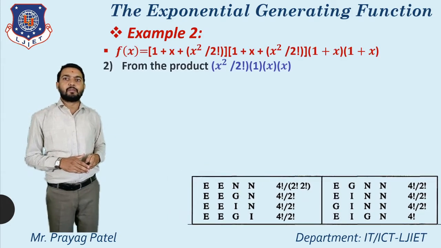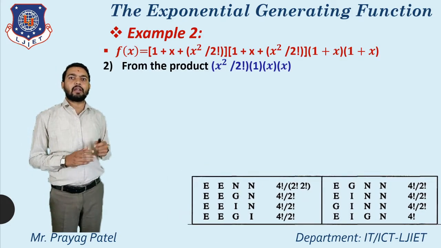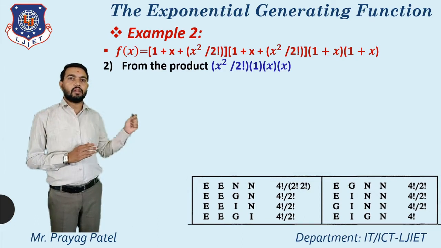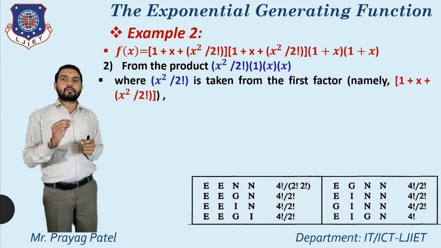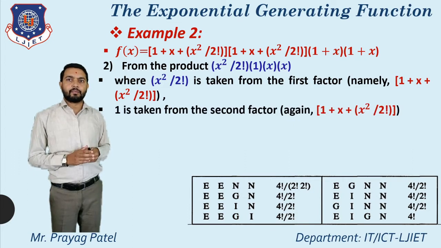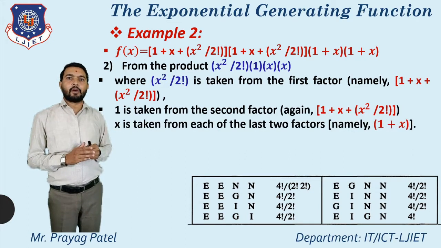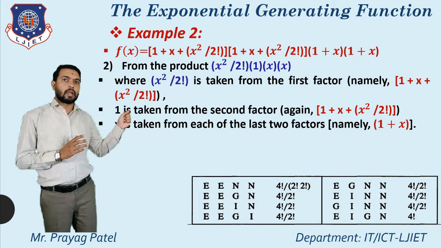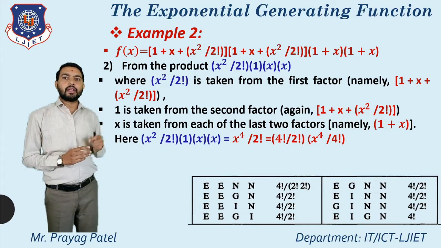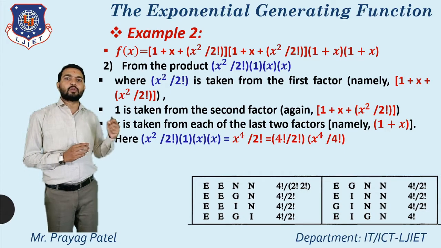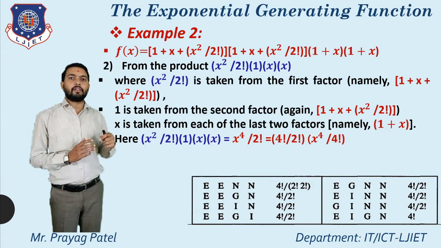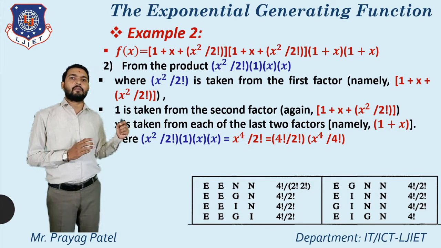Now consider the second part. From the product x square divided by 2 factorial into 1 into x into x, we select x square upon 2 factorial from the first part, 1 from the second part, then x from the last 2 parts. The last 2 parts are 1 plus x, so we select the x from the 1 plus x. Now x square upon 2 factorial into 1 into x into x is equal to x raised to 4 divided by 2 factorial. So the answer is 4 factorial divided by 2 factorial into x raised to 4 divided by 4 factorial.